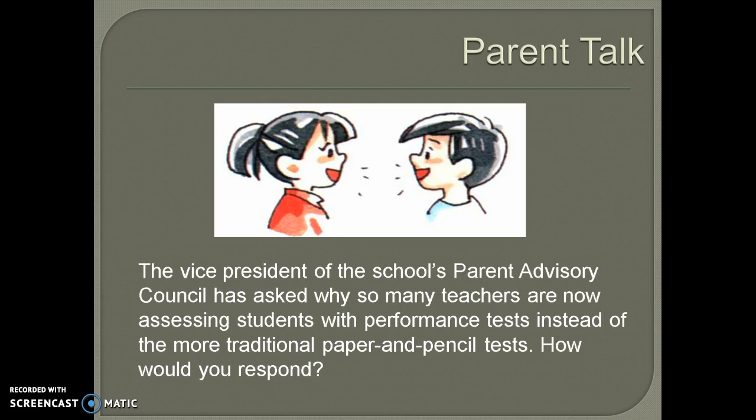So in this example, you'll see a question that's in the textbook about the Parent Advisory Council asking about why teachers may use performance tests instead of paper pencil tests. So I want you to think about how you may respond to this type of situation.